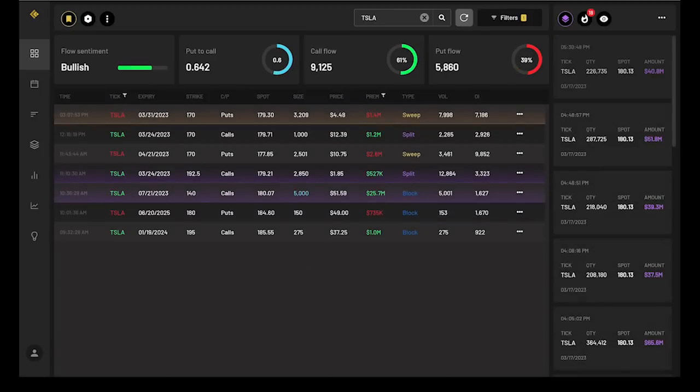Tesla, 61% in the calls, 39% in the puts. We're seeing mostly block orders and splits, a couple of sweeps, so not very aggressive and decisive moves as far as big money is showing.